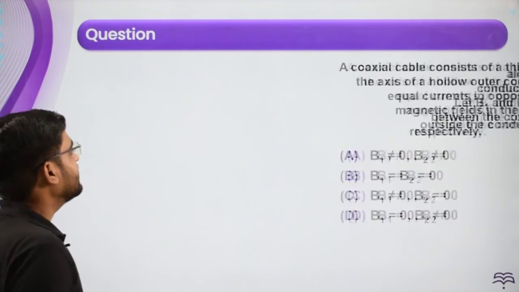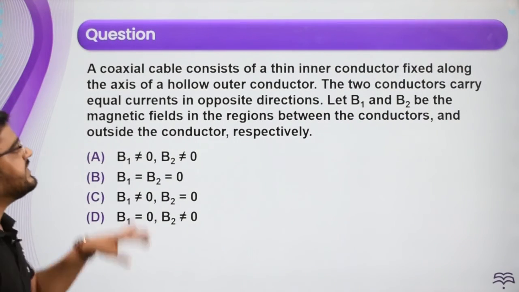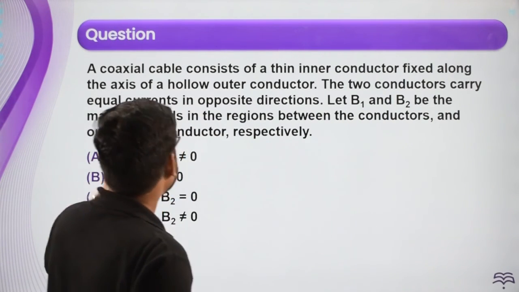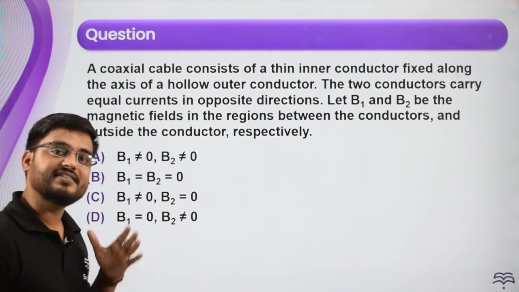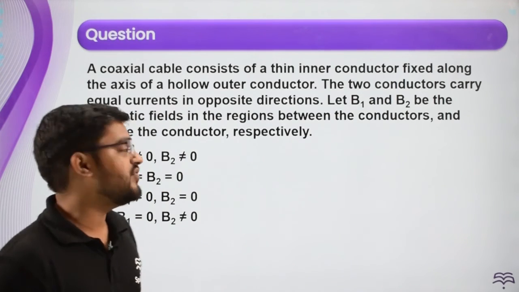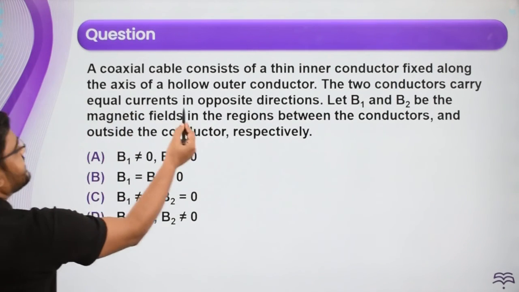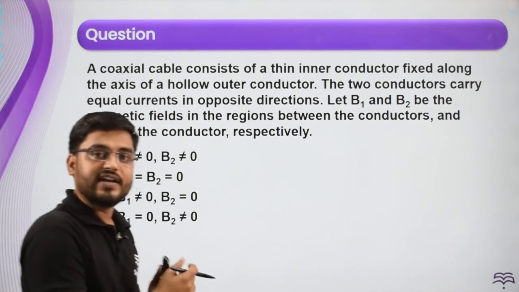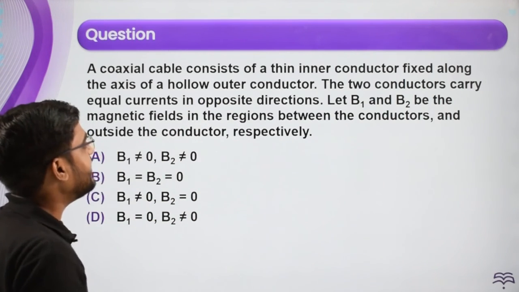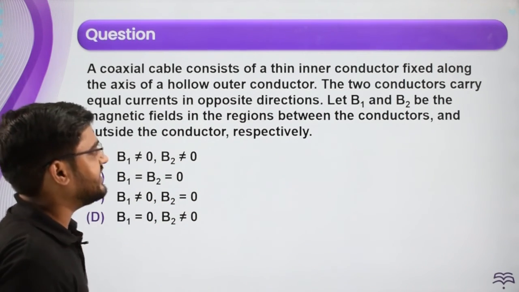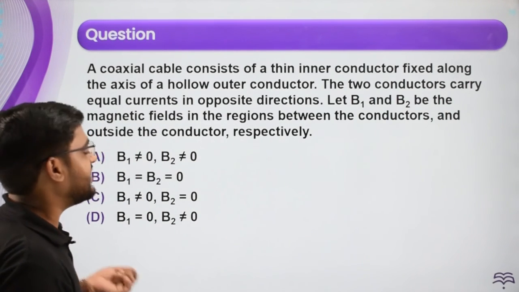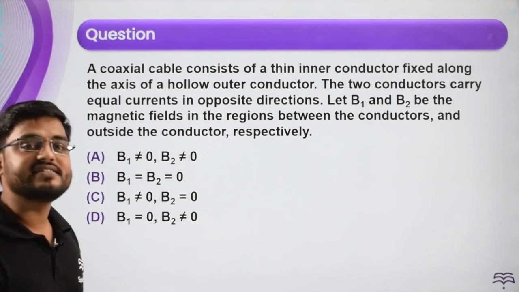Now there is a question. This question says that a coaxial cable consists of a thin inner conductor fixed along the axis of a hollow outer conductor. So there is an inner conductor and an outer conductor. Now the two conductors carry the same amount of current, equal currents in opposite directions. So one conductor is carrying current in one direction and the other in the opposite direction. So the direction is exactly opposite.